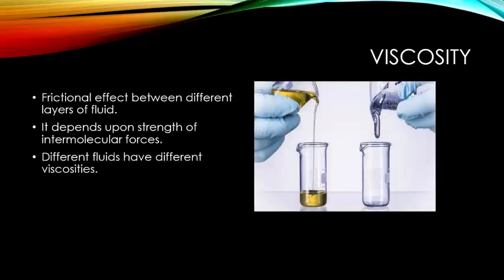Here in the diagram we can see two fluids, the one is honey and the other is water. We know if we start filling these jars with water and honey, we will see the jar with water will be filled more quickly as compared to the jar with the honey. So this means honey has greater viscosity compared to water because it finds it difficult to flow when we compare it to the water.